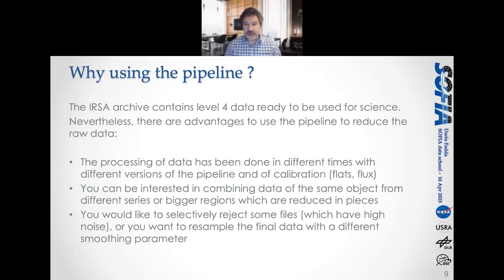So why are we going to make all these efforts, starting from this raw data and going through the pipeline and reduction to get level 4 data at the end, when level 4 data are already available? There are several reasons. First of all, the data in the archive are not completely homogeneous. They have been reduced several times at different times, and the pipeline advanced during this time, and the calibration also changed. So you can find data for one flight reduced in one way, and for the next series reduced in a different way. The data are not completely homogeneous.